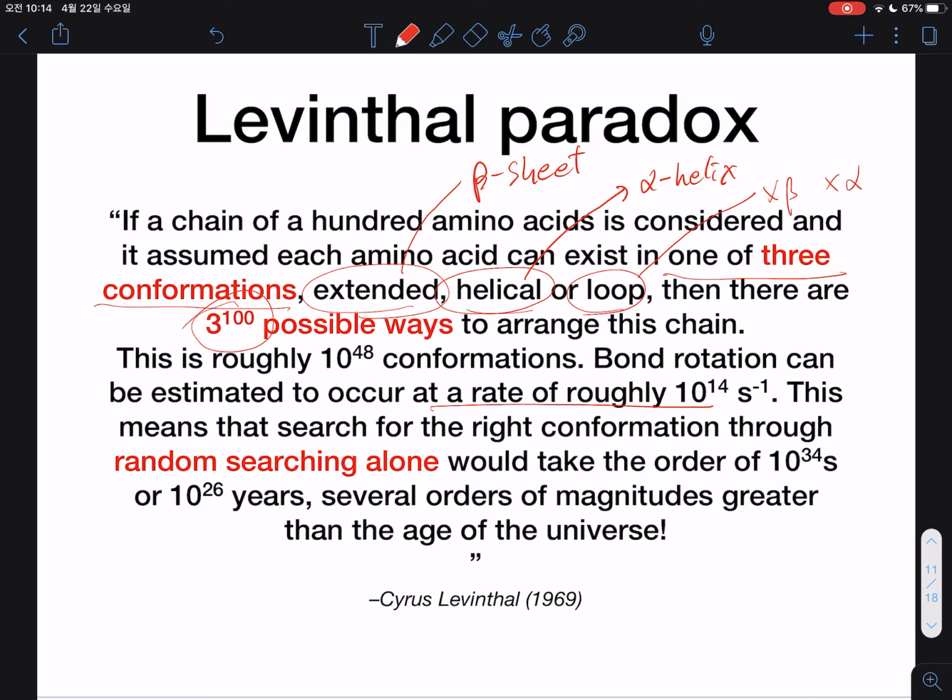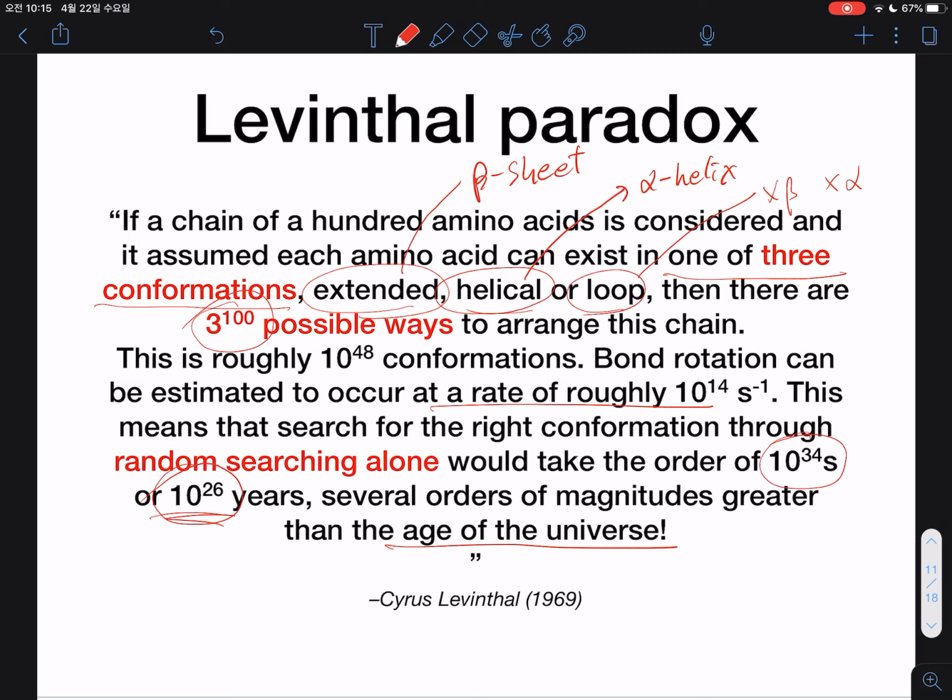This means that the search for the right conformation through random searching alone would take the order of 10 to the 34th second, which corresponds to 10 to the 26 years, which is several orders of magnitude greater than the age of the universe. So if a protein is just randomly folded, then it takes a super long time.